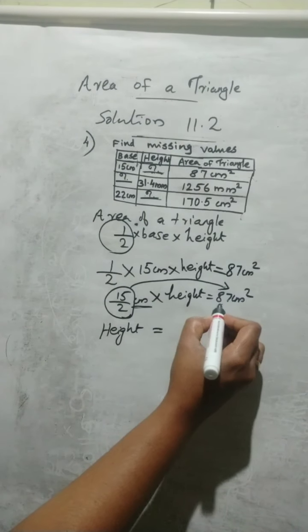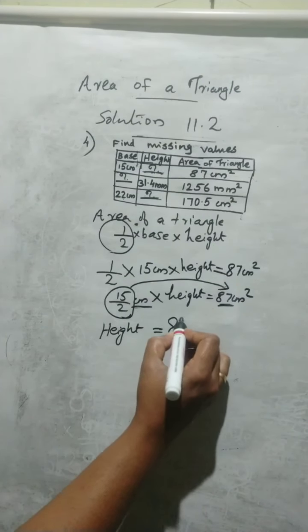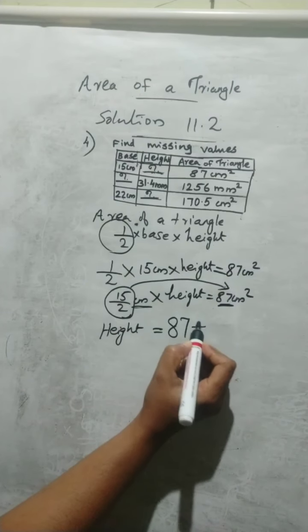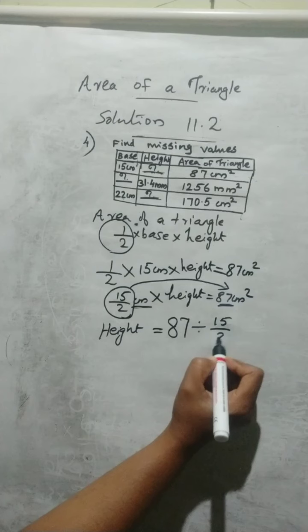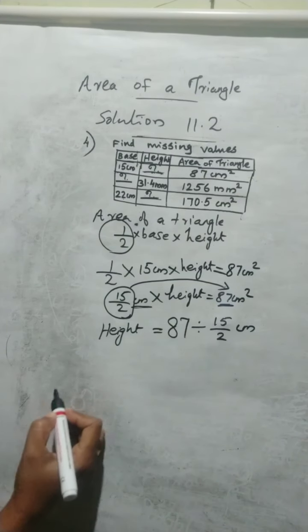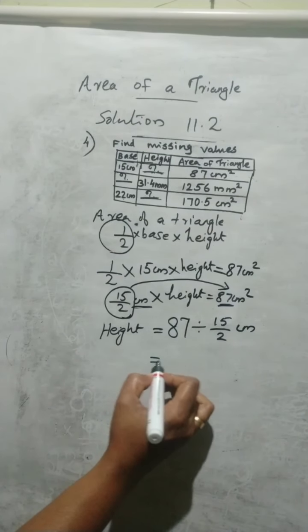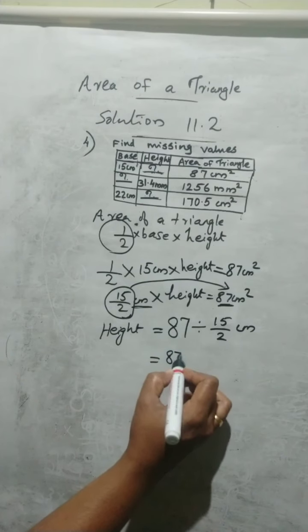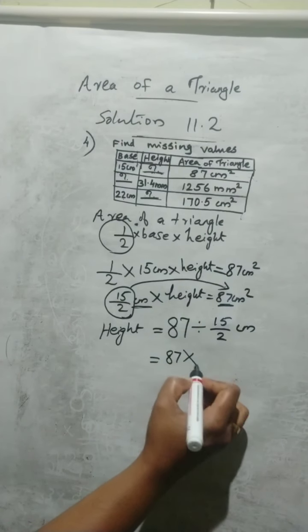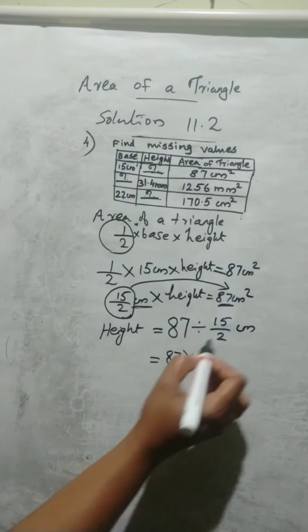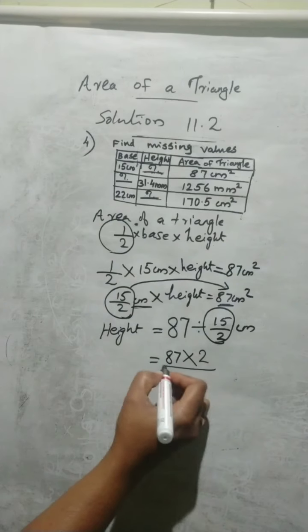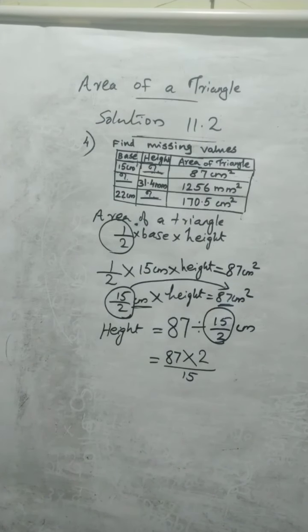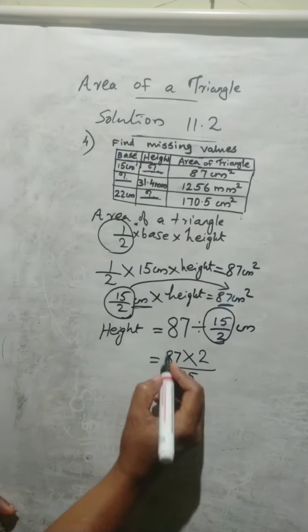Then what is here? 87 is there on RHS, divided by 15 on 2 centimeter. Then 87 divided by becomes multiplied by. How can we multiply? Take the reciprocal of 15 on 2. That will be 2 on 15. Clear?